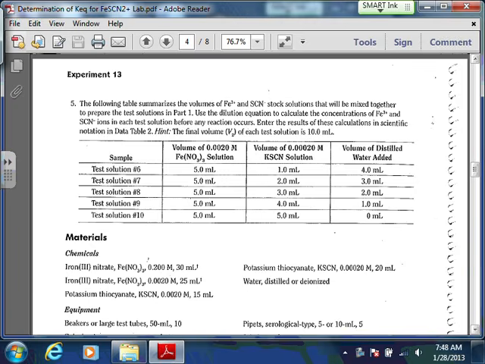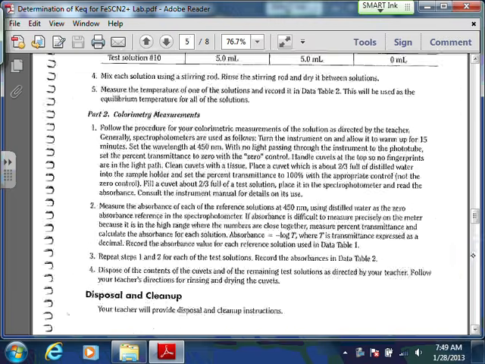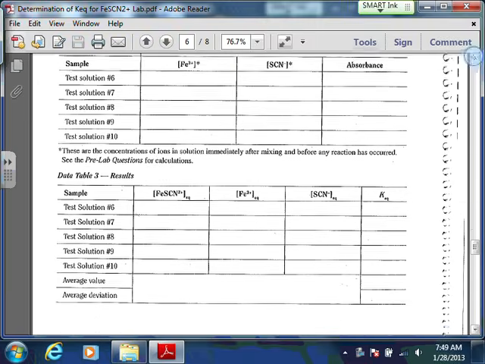Number 5 in the Prelab says put in scientific notation in data table 2 the results of these calculations. So we're going to calculate the concentrations of the Fe3+ and the SCN minus ions, and then we're going to put those into the data table. When you find the Fe3+ concentrations and the SCN minus concentrations, that's going to go right here.